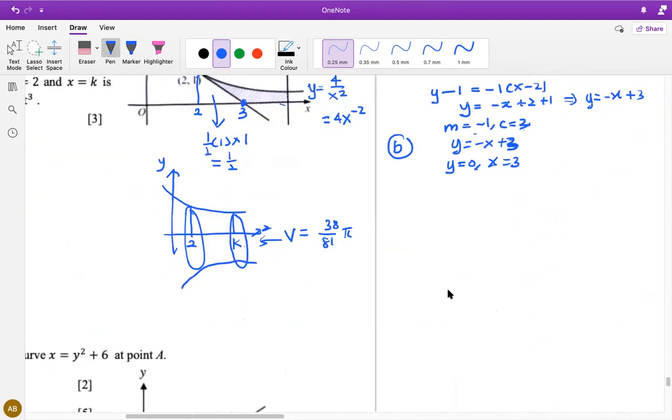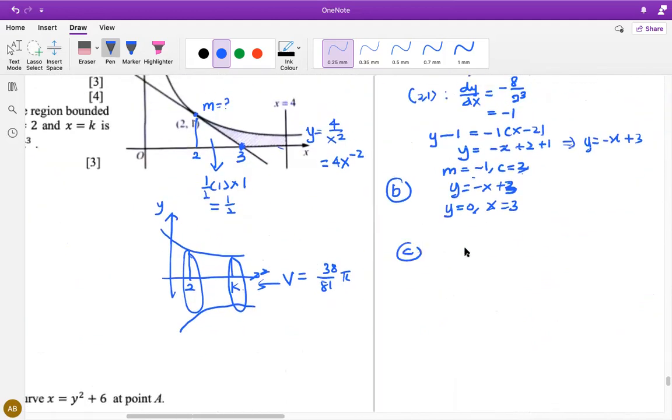So very straightforward, we just need to apply the formula. Our formula will be V equals pi integral from 2 to k of y squared dx. This equals 38 over 81 pi. So what is y squared? Y squared will be 16 over x cubed, x to the power 4, dx, from 2 to k, equals 38 over 81 pi.